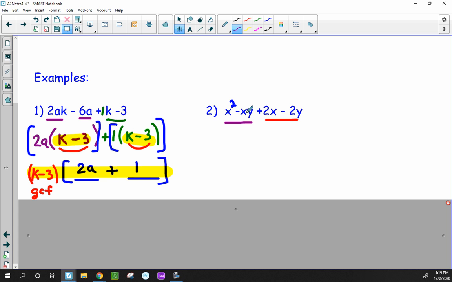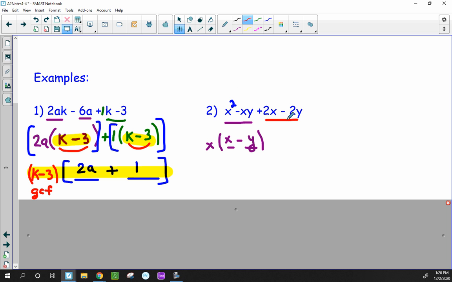With the purple terms here, I'm going to notice that both of those have an x, so I'm going to factor out x. X times something is x squared. Drop down my x. X times something is xy. And I'll drop down my y. And you can, again, check it using distributive property. Make sure it matches this exactly.